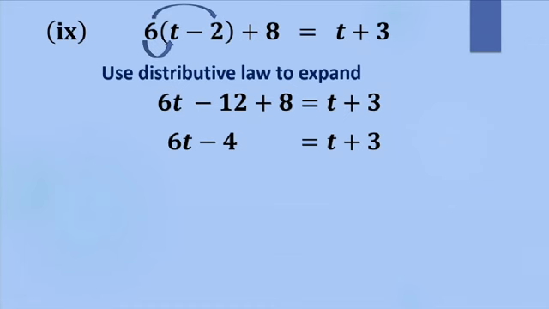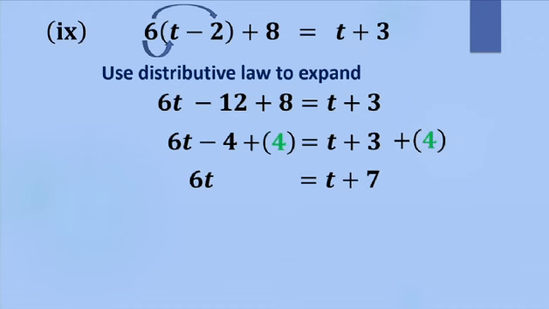Now, you can either cancel the minus 4 first, or you can cancel the t, meaning you have to send the minus 4 to the other side and the t to this side. So you can do whichever first. Here I have decided to cancel the minus 4 first. So I add the additive inverse, which is plus 4 to both sides of my equation. So I have 6t minus 4 plus 4 will give me 0 equal to t plus 7.